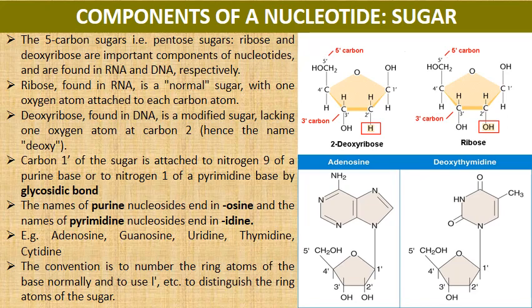Generally, when we name organic compounds, we use numberings from 1 onwards. However, in the case of sugar, we have used the denominations, that is 1', 2', 3', 4' and 5'. This is done so the positions can be differentiated from the nitrogenous base, which also has carbon at different positions. To differentiate these two, the carbon in the sugar is numbered with a prime.